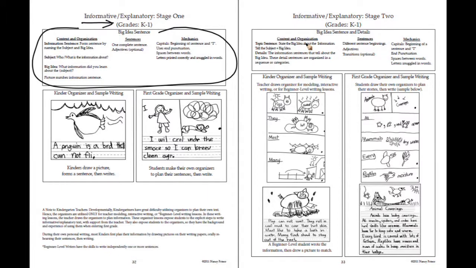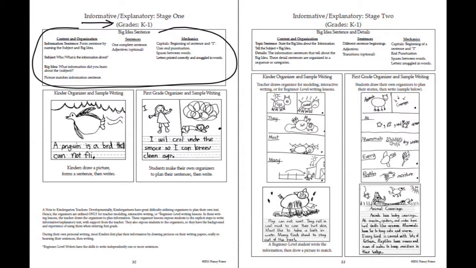On page 33, we have stage 2. Stage 2 has the descriptors, kinder and 1st grade organizers, and sample writing. Again, kindergarten, this was an organizer that the teacher made and then the student wrote out. 1st grade, the students made their own organizer and wrote it out. And each grade thereafter, they'll make their own organizer. Kindergarten is just a little different.